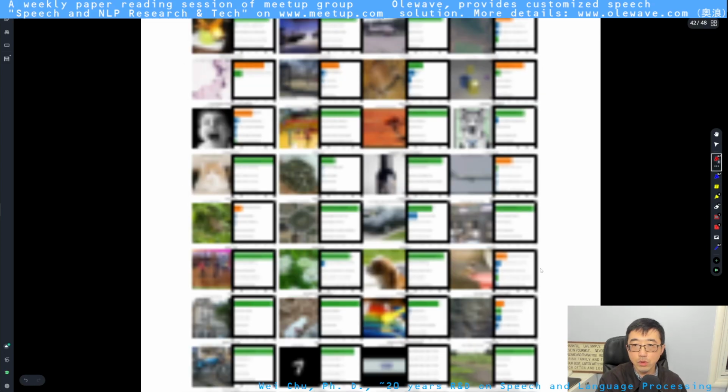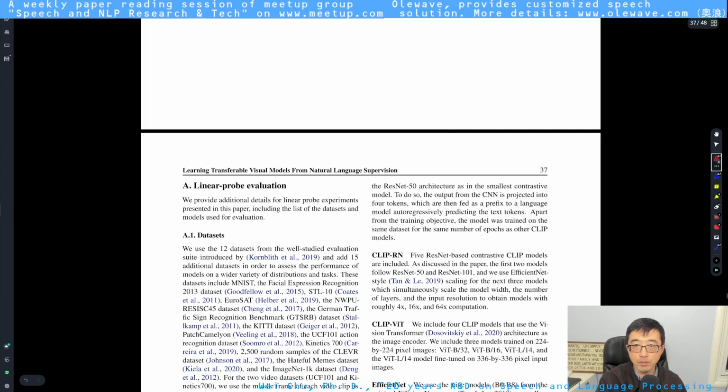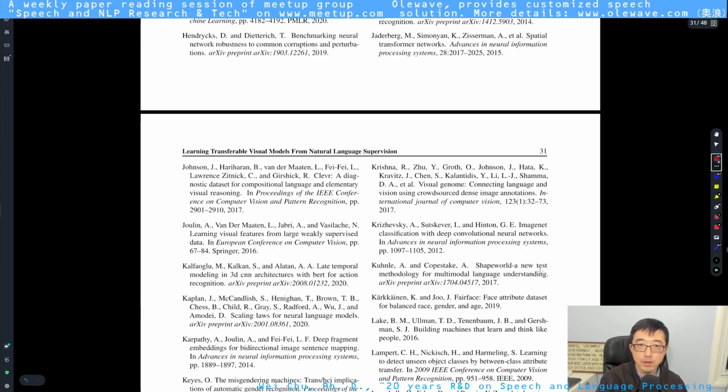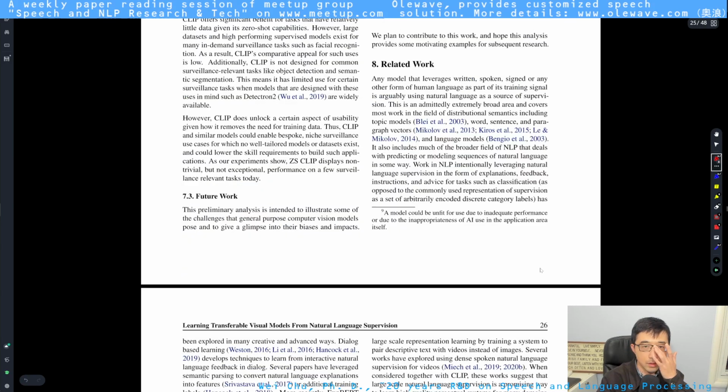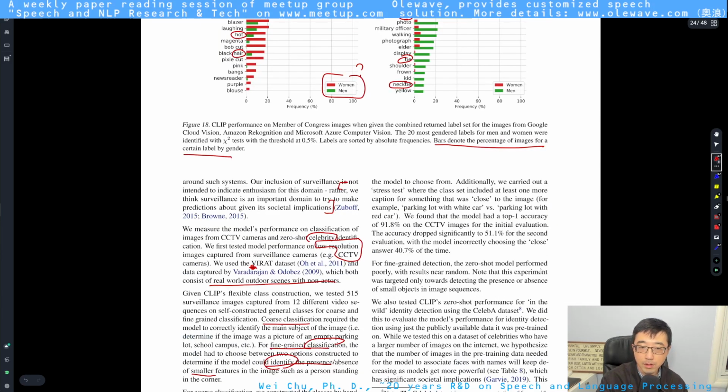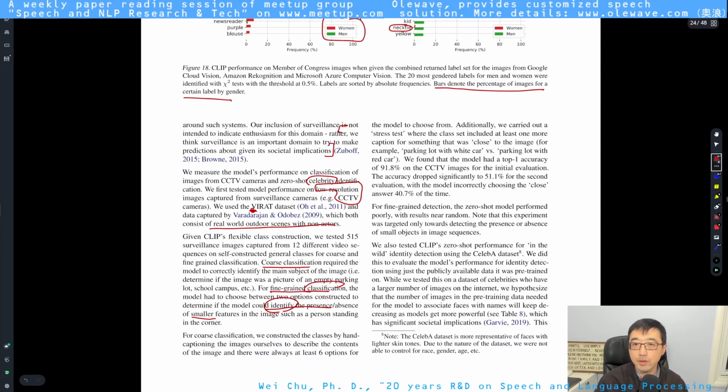Sorry, no, not in the appendix, or maybe I missed it. But just let me look at the numbers, okay? They're saying that the model had a top one accuracy of almost 92% on CCTV. This is the first data set, okay? This is the second. This is the first data set.